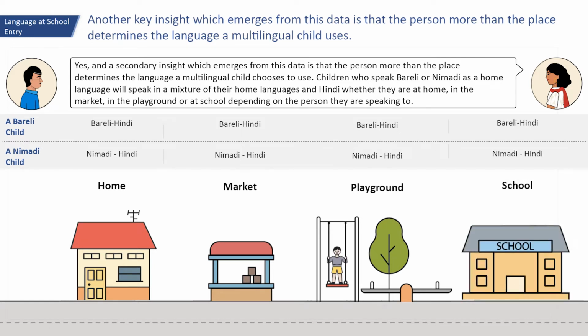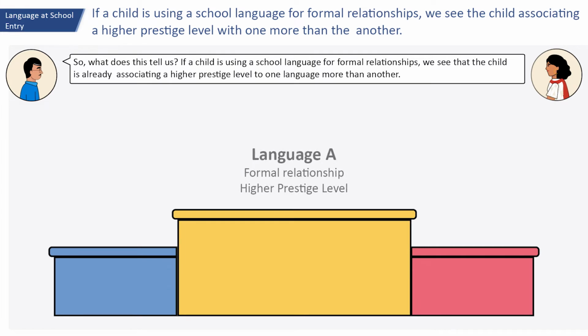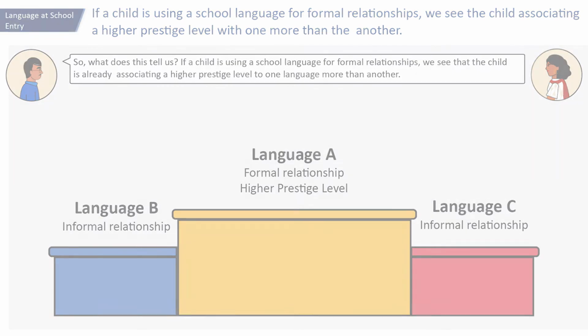Children who speak Bareilly or Nimadi as a home language will speak in a mixture of their home languages and Hindi, whether they are at home, in the market, in the playground, or at school, depending on the person they are speaking to. So, what does this tell us? If a child is using a school language for formal relationships, we see that the child is already associating a higher prestige level to one language more than another.